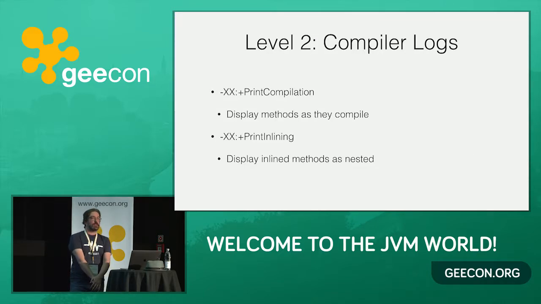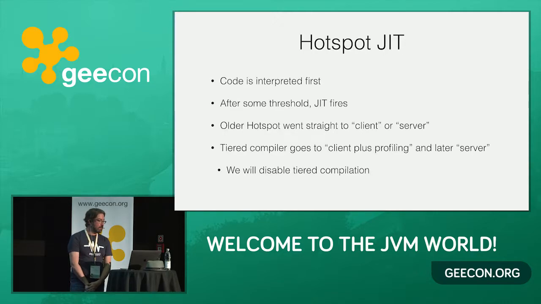Okay, so let's go a little bit deeper and make this a little bit more fun. We'll actually start looking at compilation logs. And I mentioned these two flags before. We're going to first look at the methods as they compile. When the JVM decides this is hot enough to JIT, we'll see a log entry. And then we'll also see some structure for inlining. So let's talk a little bit about how HotSpot's JIT works.